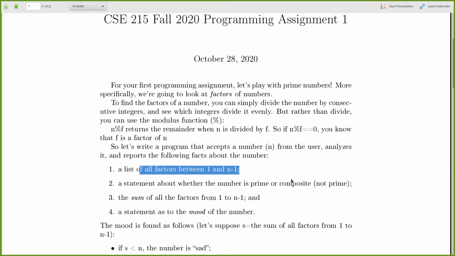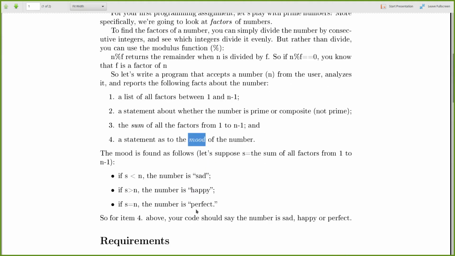Tell me whether the number is prime or not prime, composite. Add up all the factors from 1 to n minus 1. And then report on the mood of the number. The mood is gotten by comparing the sum of the factors to the number itself. If the sum is smaller than the number, we say the number's sad. If it's bigger than the number, we say it's happy. If it's equal to the number, we say it's a perfect number. So you print out those 4 things and your program exits.